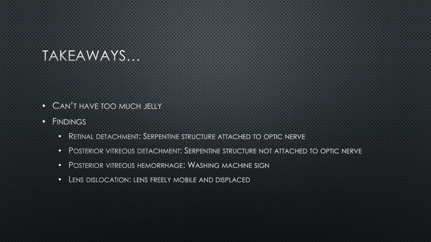The findings that we looked at today were retinal detachment. Remember that one is the serpentine structure attached to the optic nerve, where posterior vitreal detachment is the same structure but not attached to the optic nerve. You also have vitreal hemorrhage, which has the washing machine sign, and then lens dislocation.